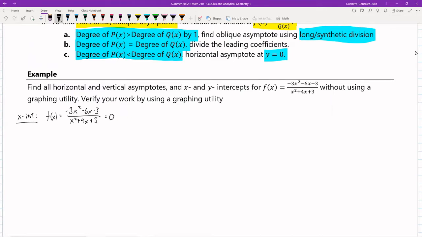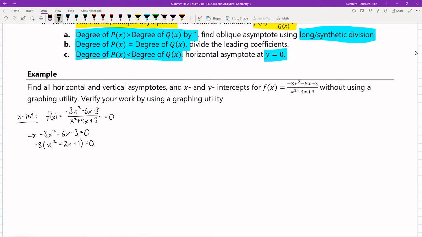If I have this equal to 0, then that means the negative 3x squared minus 6x minus 3 has to be equal to 0. Since I have a fraction that's equal to 0, the only way that's going to be equal to 0 is if the top is equal to 0. I am going to factor out a nice negative 3. I get left with x squared plus 2x plus 1.